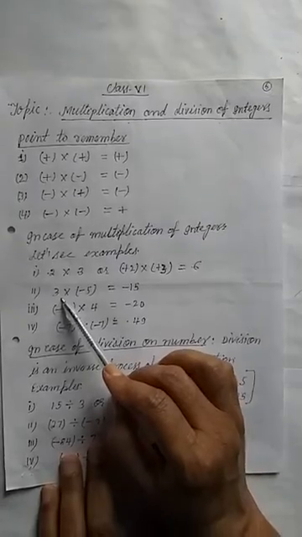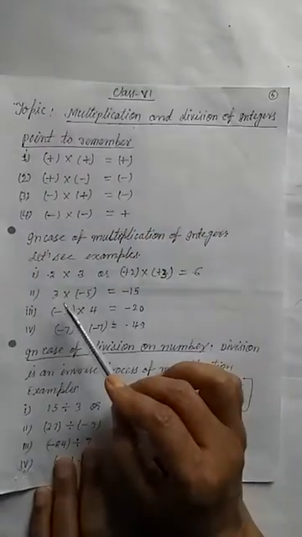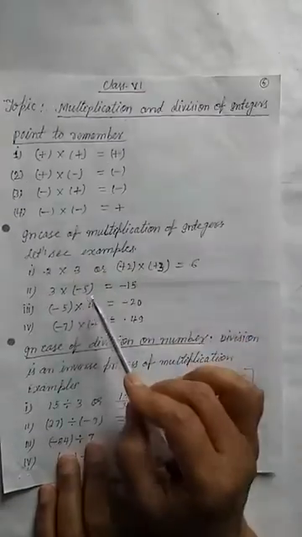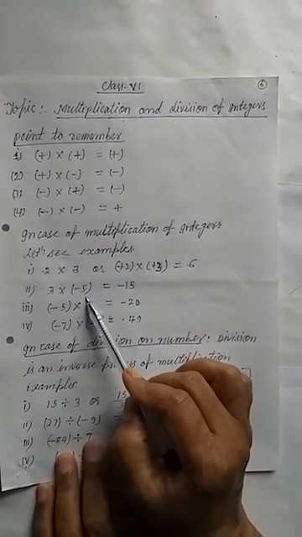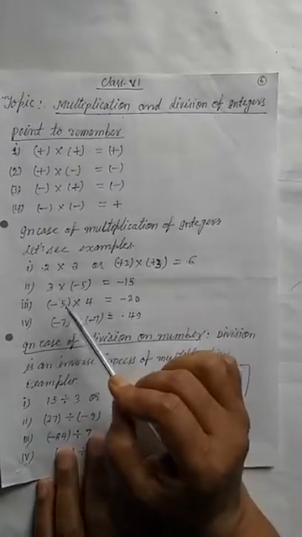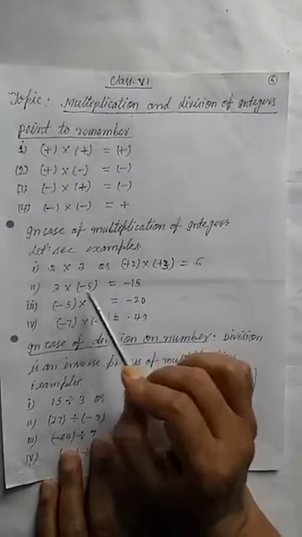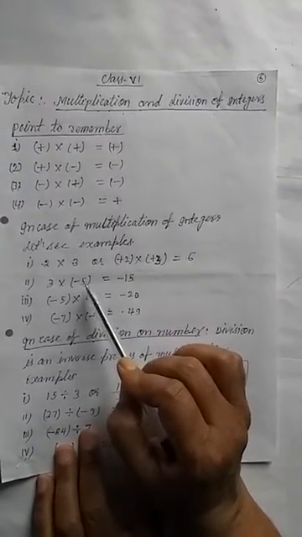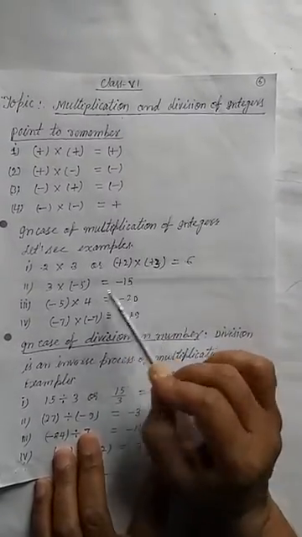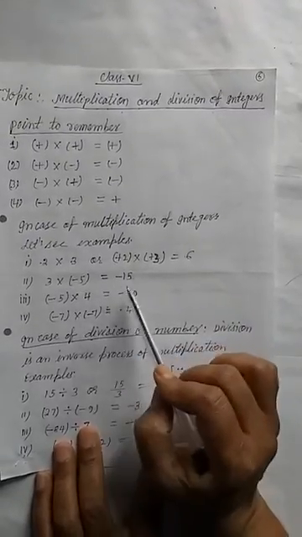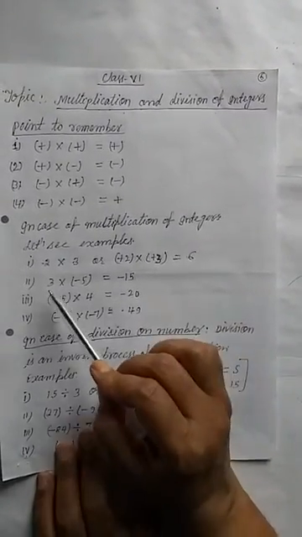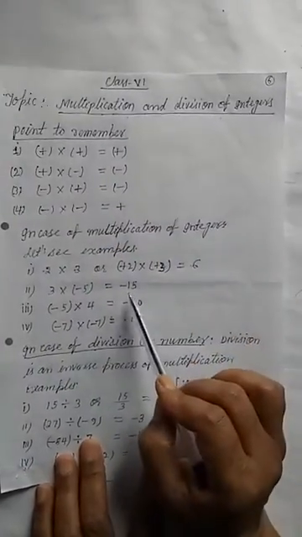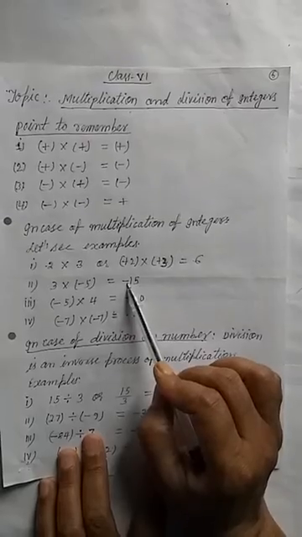Now the second example, on the basis of the second rule: plus 3 into minus 5. Here there are plus and minus. First of all we have to multiply the integers, 3 and 5. Don't look at the sign first, just find the product of the numbers: 5 threes are 15. Then what sign will come here? According to the rule, here is a plus sign and here is a minus sign, so plus into minus is equal to minus, so we put the minus sign.